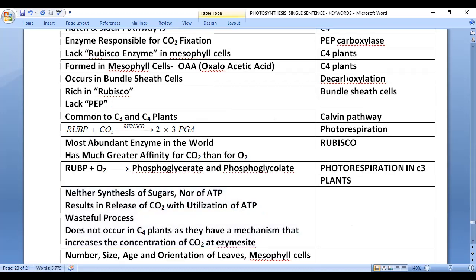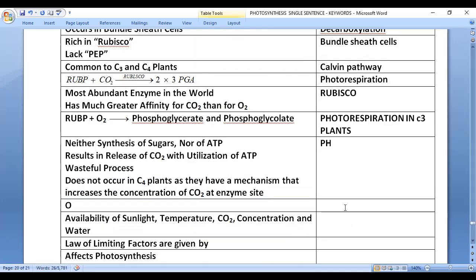Neither synthesis of sugars nor of ATP results; carbon dioxide is released with utilization of ATP. It is a wasteful process. It does not occur in C4 plants as they have a mechanism that increases the concentration of carbon dioxide at the enzyme site. That is photorespiration. Explaining the photorespiration process.